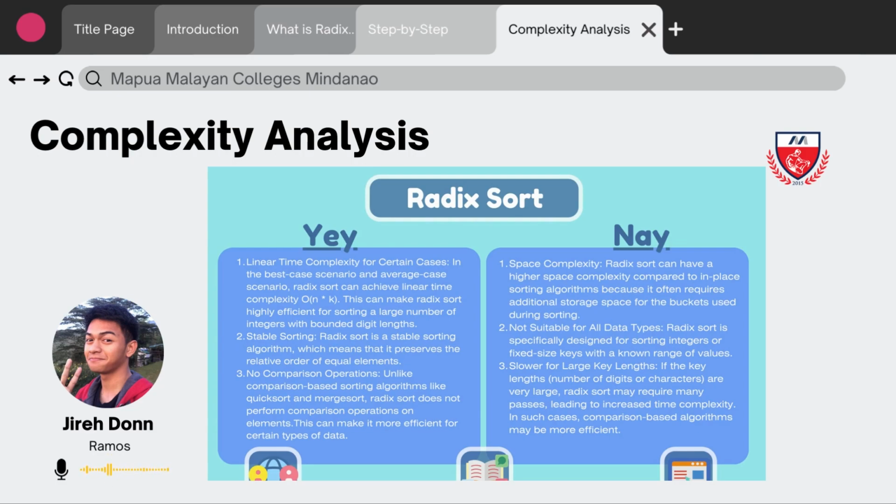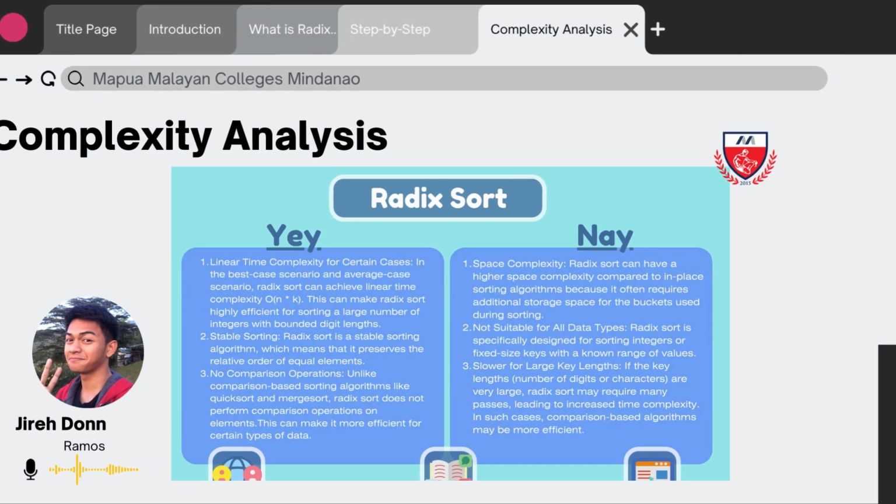In summary, Radix sort can be highly efficient for certain types of data, particularly when sorting a large number of integers with bounded digit lengths. However, its efficiency compared to other algorithms will still depend on specific characteristics of the data and the requirements of the task. Thank you.